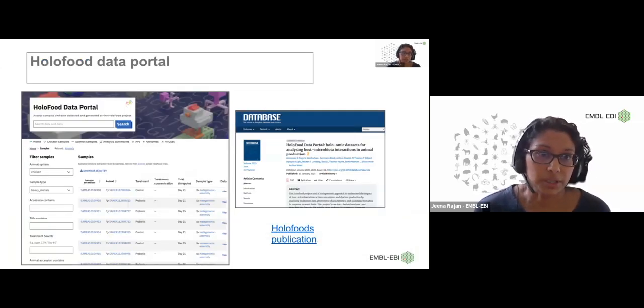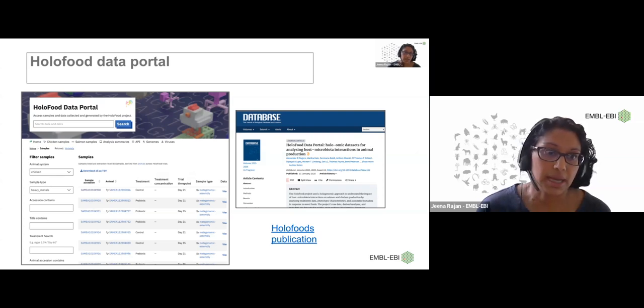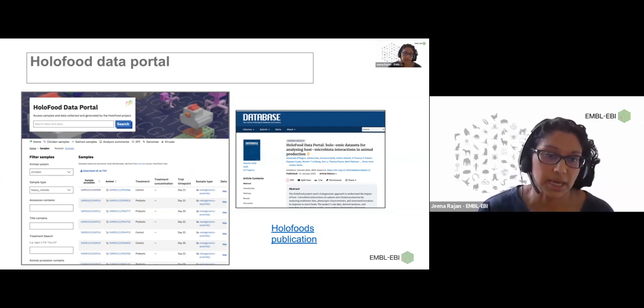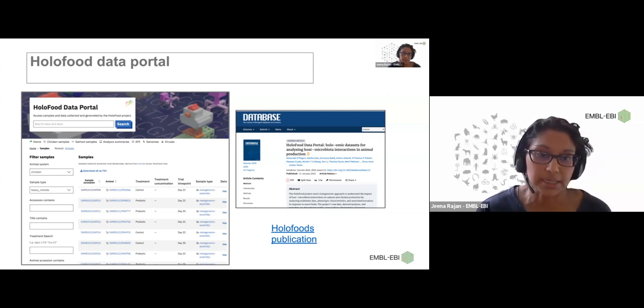And using all of these sample relationships and this metadata, they created this Holofoods data portal. How this is built is quite a lightweight system. It's a separate lightweight database, but it has the sample relationships and the metadata linking. And that's what powers this. So you can search based on lots of things, the sample type, the animal type, and basically it gives you that holistic view of the data and access to it as well. And the publication for that is there on the right.